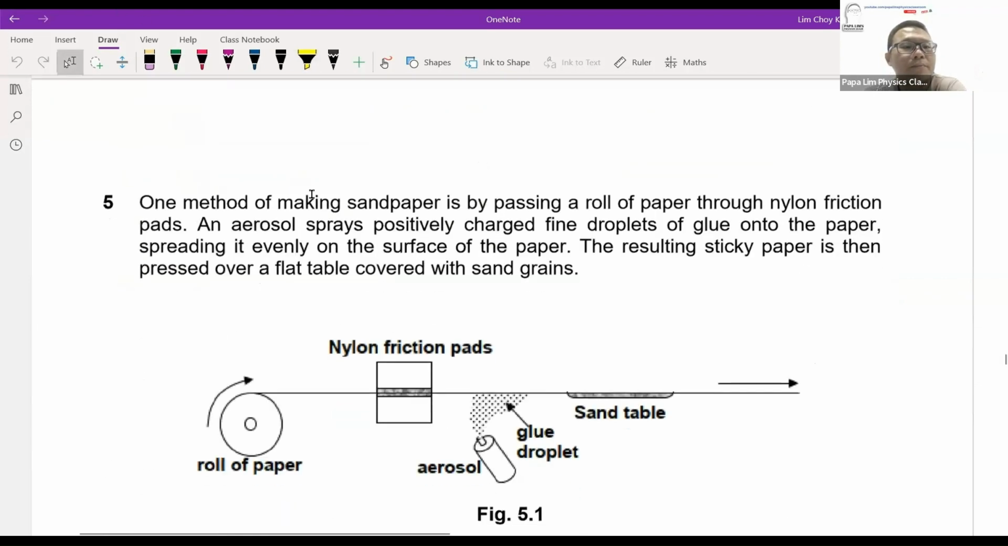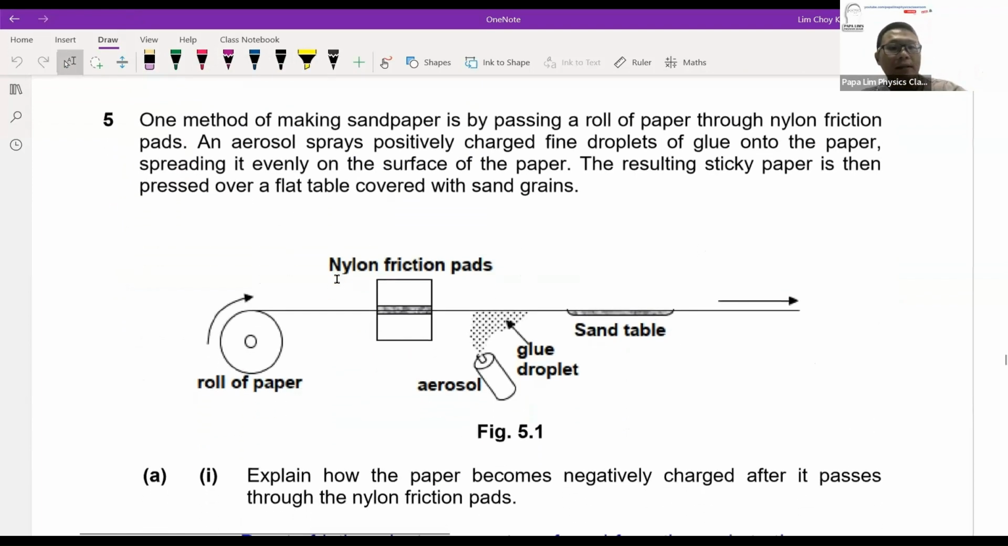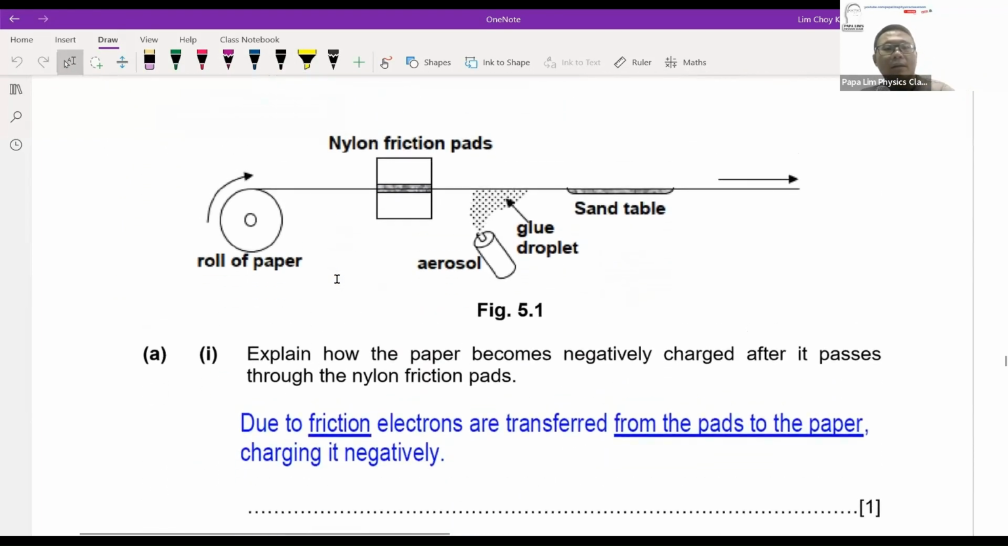Now for question 5. Question 5 is on electrostatics. Same thing here: explain how the paper becomes negatively charged. Remember, the paper we are looking at here is an insulator. The only way an insulator gets charged is by friction. So one of the important things you have to mention in your answer is friction. In this case, the question mentions negative charge, which means it is acquiring electrons from somewhere else. And the somewhere else is what we know as the pads.